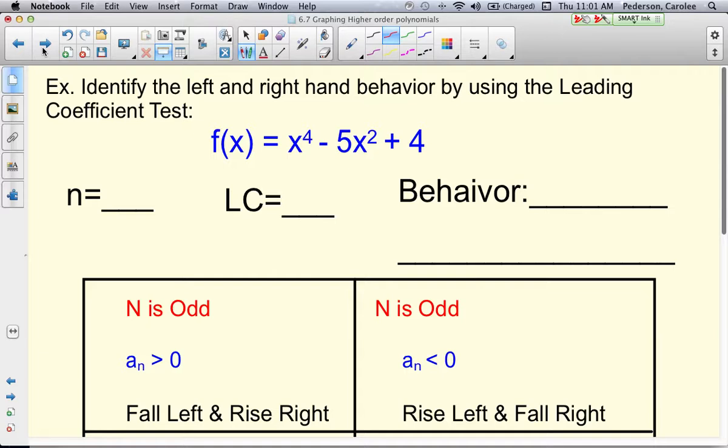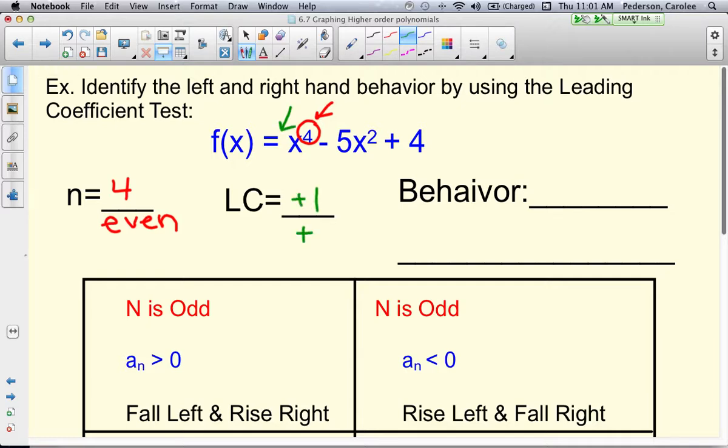So now we identify the two pieces in the leading coefficient test. Let's first look at the degree. The degree is a fourth degree polynomial. It's 4. So since my degree is 4, that means it's even. And looking at the leading coefficient, the leading coefficient is a positive 1.